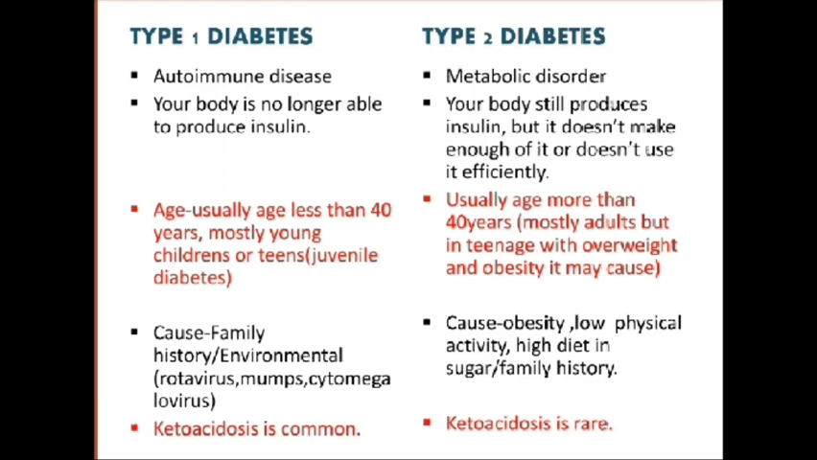Causes of type 1 are family history, environmental causes. Certain virus promotes autoimmune disease like rotavirus, mumps, cytomegalovirus. Type 2 causes include obesity, low physical activity, high diet in sugar, family history. Ketoacidosis is more common in type 1.